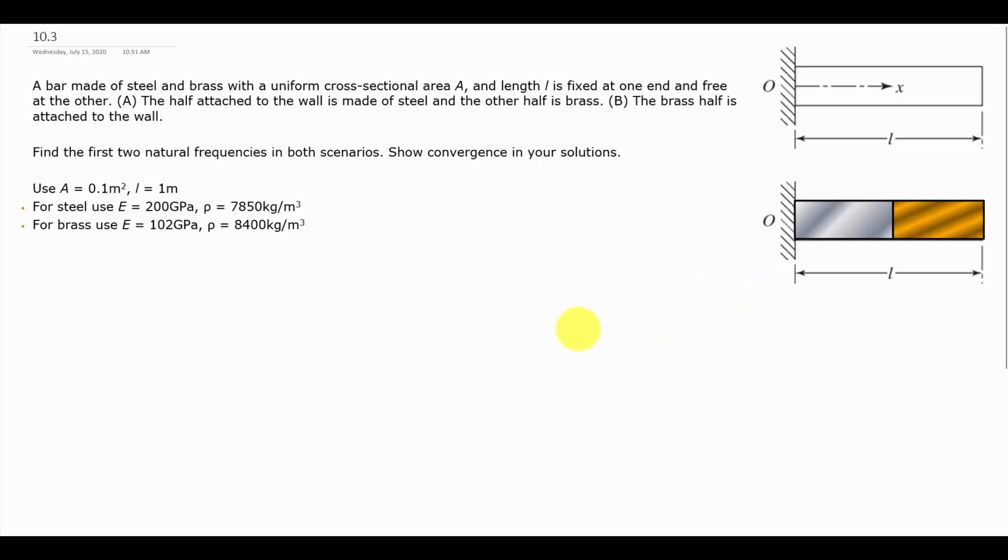So what we're going to look at here is what happens when the bar is half steel and half brass. And in scenario A, like the picture shows, the steel is attached to the wall and the brass is a free end. And in scenario B, what if the brass is attached to the wall and the steel is the free end? So the bar is the same in both scenarios. It's just the boundary condition, which side is attached to the wall, that's going to change. And what we're looking for here are the first two natural frequencies of the system using the FEA.